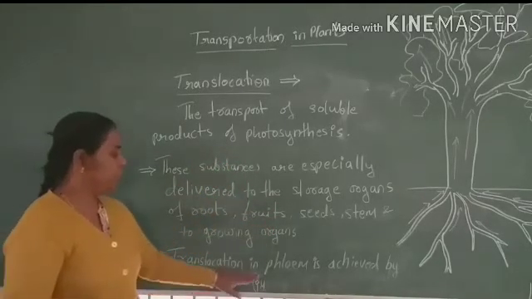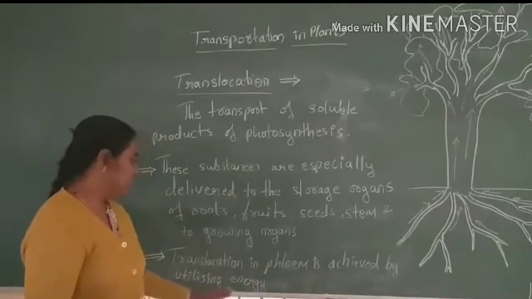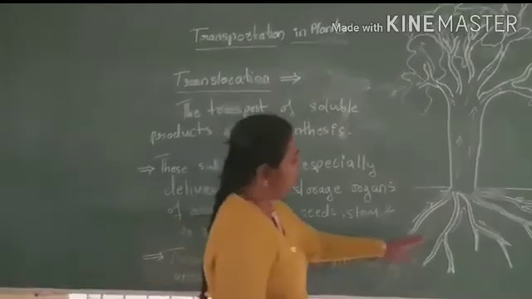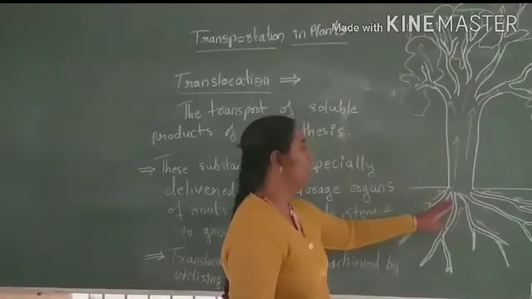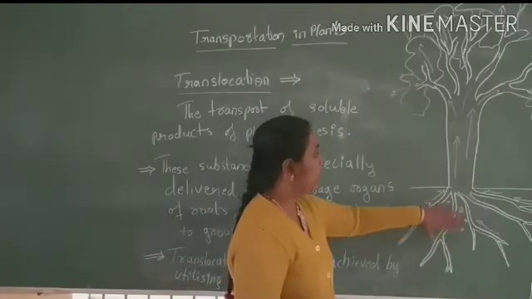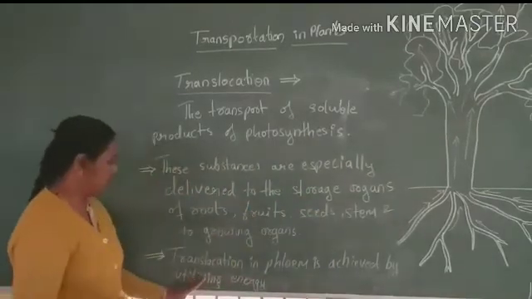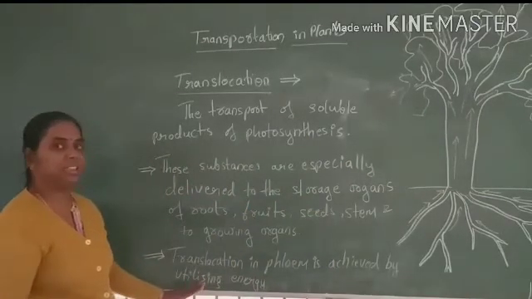And transportation in phloem tissue is done by utilizing energy. Whereas the transportation in xylem tissue does not use any kind of energy, it is achieved by the transpiration pull. Whereas transportation of food material utilizes energy.